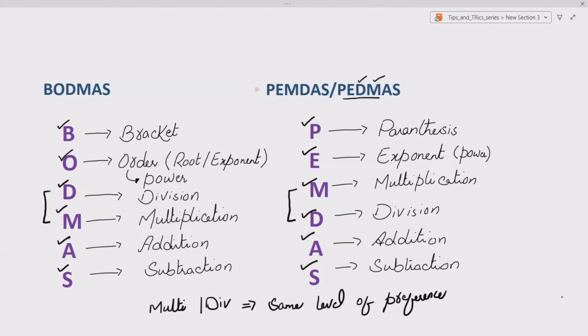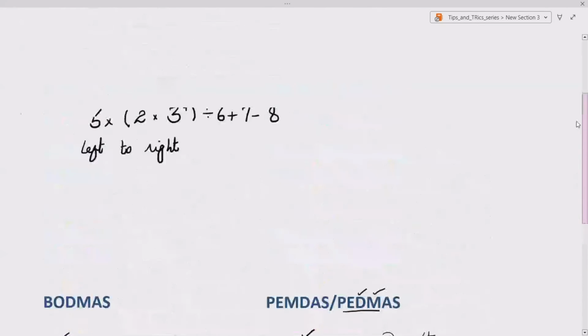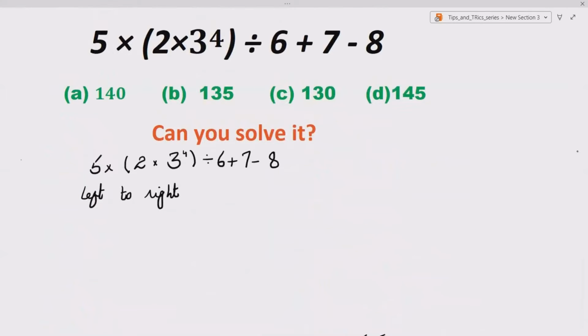They are just saying: first solve the bracket in the question, then solve powers, then division or multiplication, and you can choose either one first and the other second. Then addition and subtraction. Now let's see our question after seeing these rules: 5 multiplied by the bracket 2 multiplied by 3 raised to the power 4, divided by 6 plus 7 minus 8.